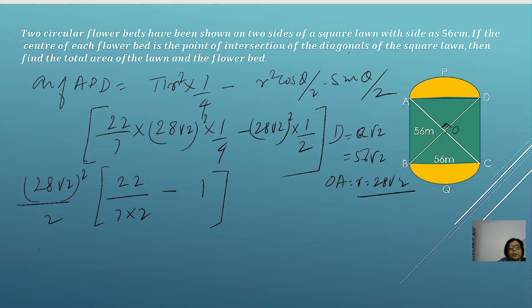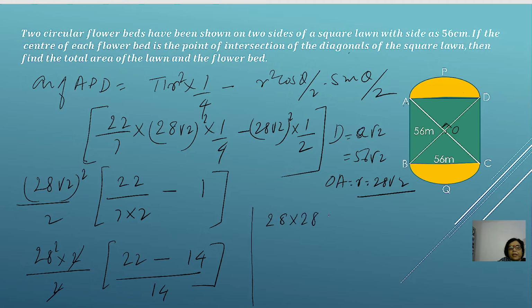So this is equal to 28 square into 2 by 2. This 2 and 2 get cancelled. And within the bracket, 22 minus 14 by 14. So on further simplification, we'll get over here 28 square, we'll keep it as 28 for the time being, and this will become 8 by 14. So 2 4s 8, 2 7s, 7 4s 28. So this becomes 28 into 16.